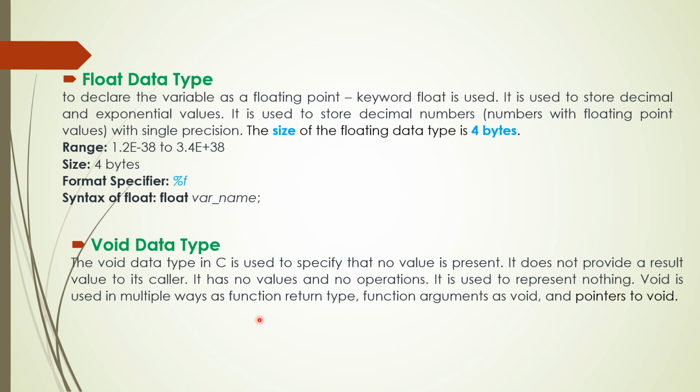We use it in functions also. void main, we use. The main function also has void. If you want to return a value, then you put int. Generally, we put void because we don't return anything. So this is how we use void in multiple ways, such as function return types, function arguments, and pointers to void.